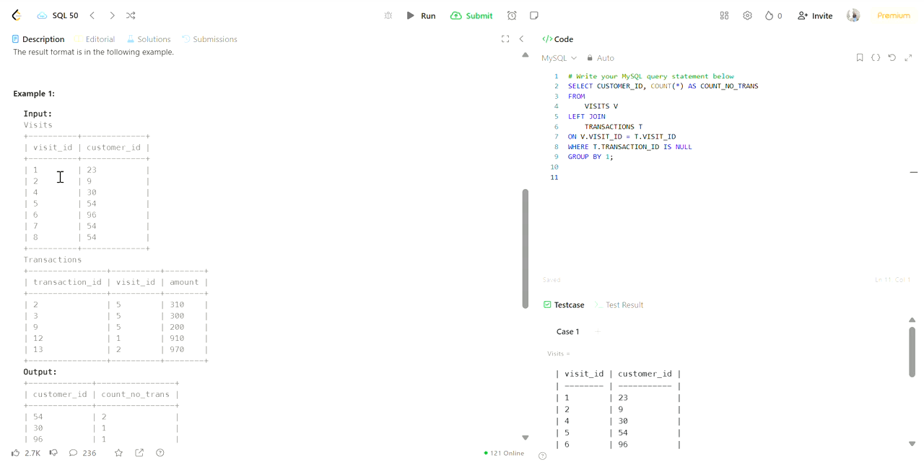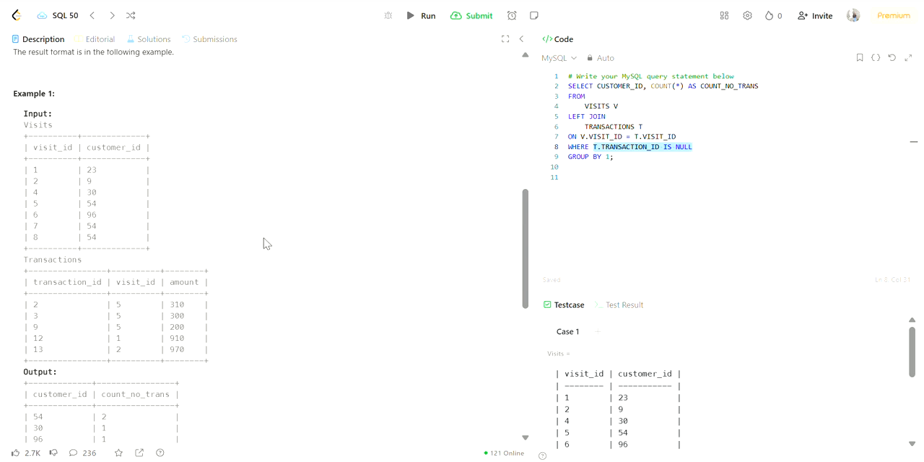So first we will join these two tables. So I am taking visits first because we have to go through all the visits, and within those visits some might have transactions, some might not have transaction. So because we need to traverse through all the visits, visit ID I have taken on the left and using a left join, and I am keeping transaction on my right. And the joining condition, of course, has to be visit ID where transaction ID is null.